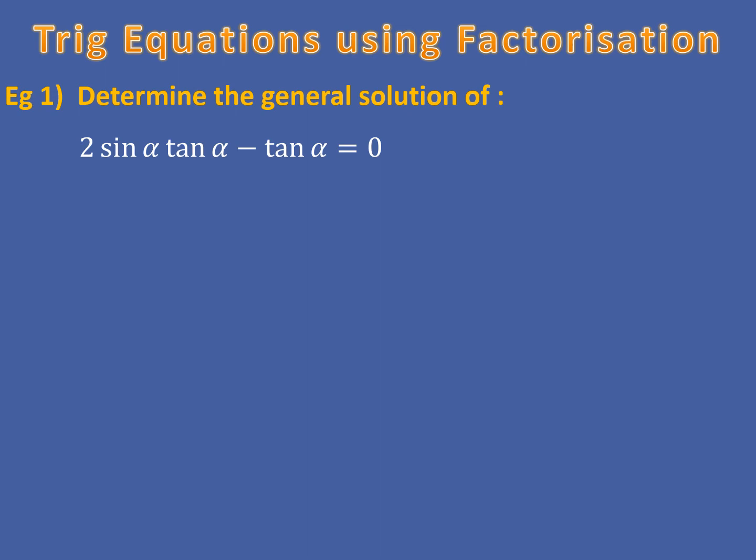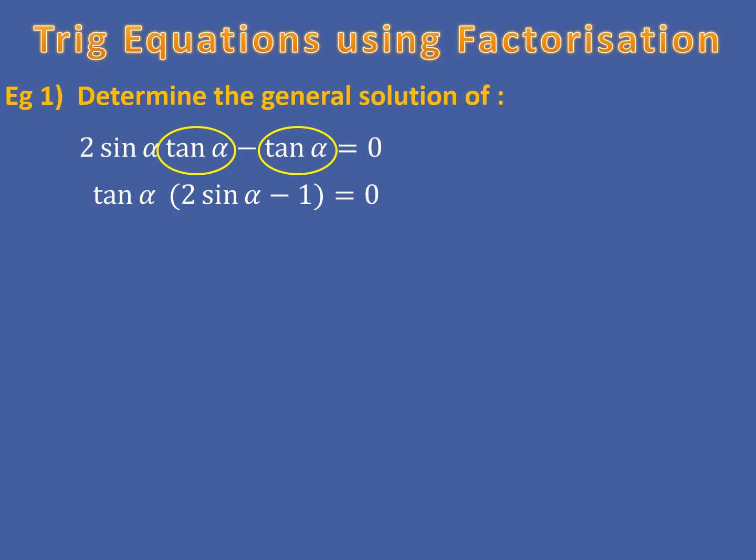Today we're going to learn how to solve trig equations using some form of factorization. And in the first example, we've got to determine the general solution of 2 sine alpha tan alpha minus tan alpha is equal to 0. We need to factorize this equation first. Now I notice there's a tan alpha and a tan alpha, which means I've got tan alpha as a common factor. And I'm left with 2 sine alpha minus 1.